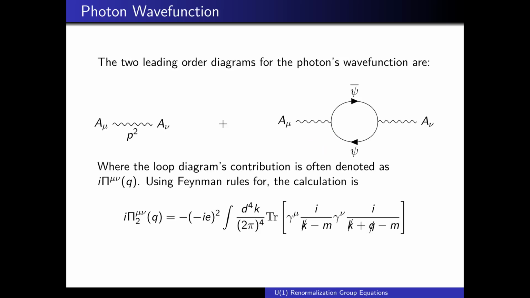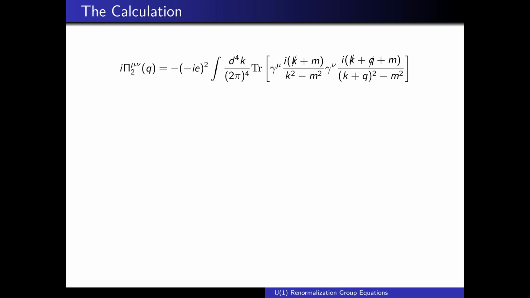And we use the Feynman rules to calculate this integral as such. Now, it's often denoted as capital Pi, i Pi^{mu nu}, and the 2 here denotes the fact that this is going to be second order in e. The overall negative comes from the fact that this is a fermion loop, as well as the trace term.